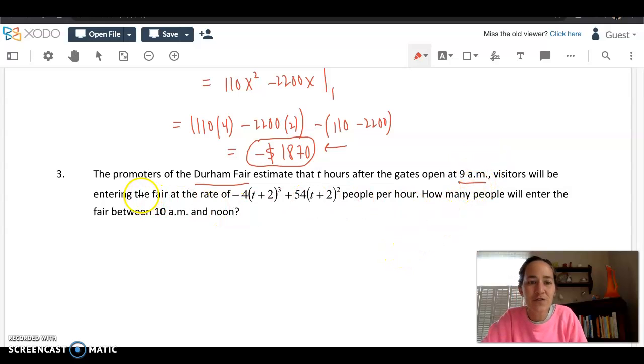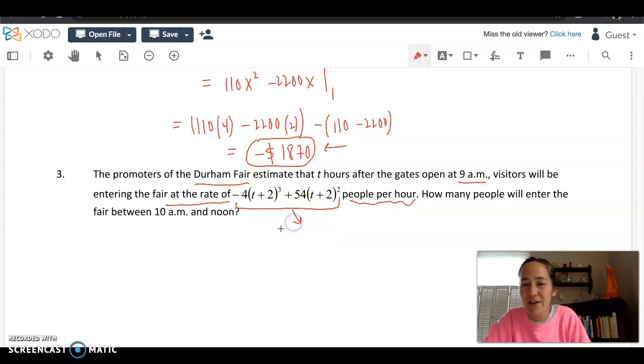Visitors will be entering the fair at the rate of, here's our indication, and this is another indication, people per hour, so we're given a derivative value. How many people will enter the fair between 10 a.m. and noon? Okay, so we'll give this a try.